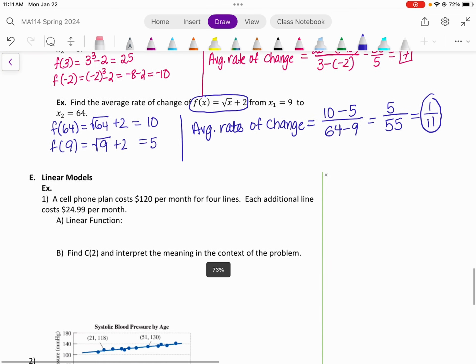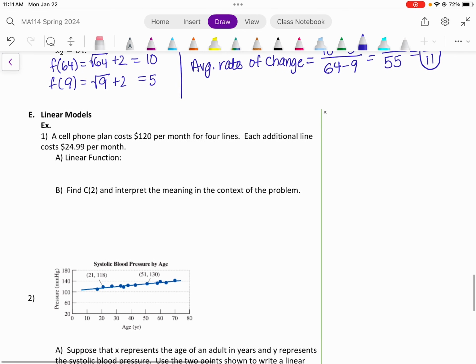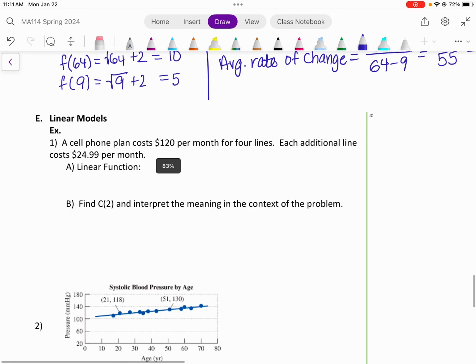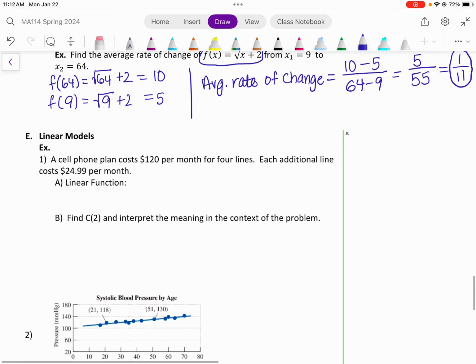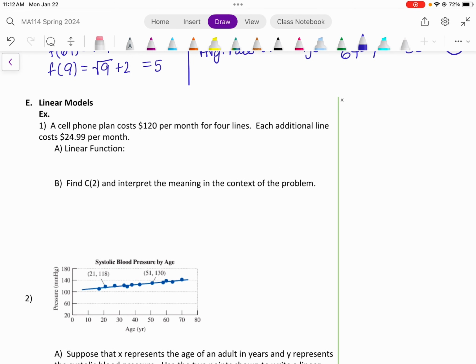Okay. We'll also look at a few linear models. So when you start getting into linear models and the average rate of change, you're starting to cover the material in less than 1.5.